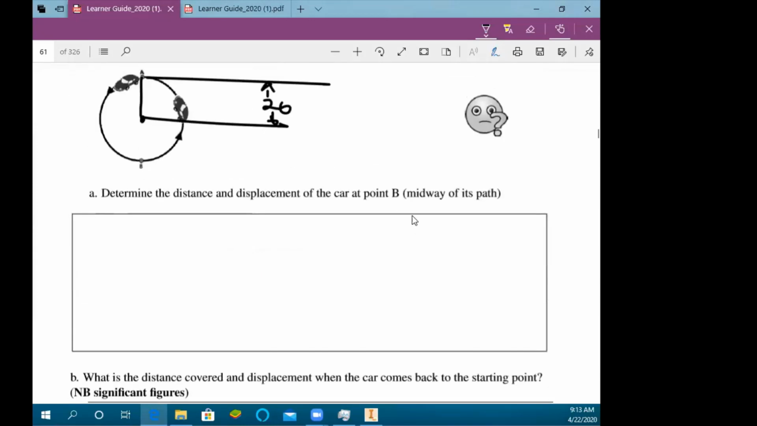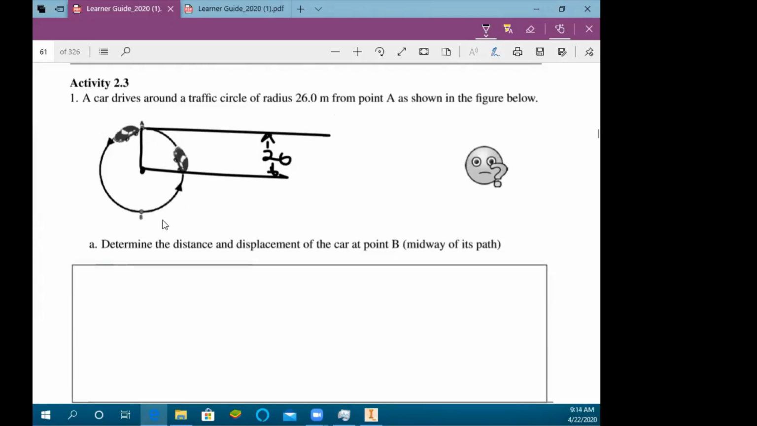If it's at point B, the distance is this half circumference, right? Yes. So how do we find this distance? We know that the circumference of a circle is 2 pi r, right? Yes. So this is like half the circumference of the circle, directly opposite to A. So we just divide by 2. It becomes pi r, right? Yes. That would be this distance.